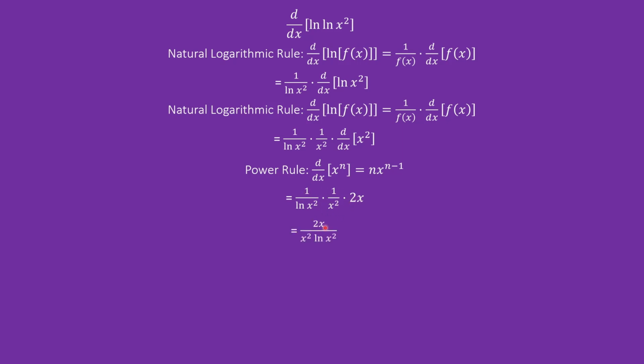Now we're going to make it look a lot better, where we put this 2x on the top, and we put this x squared in the front, and we cancel out this x over here. And we'll be left with a singular x, and this is the final answer to this question.